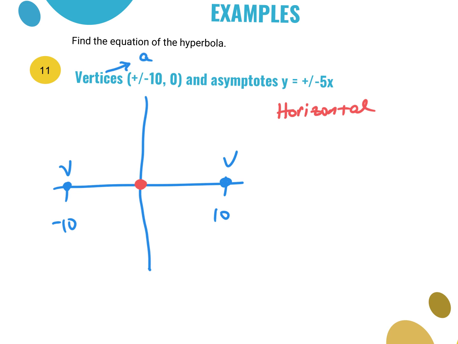Along with horizontal, I know that I'm going to have x squared over what? A squared. Perfect. Y squared over B squared equals 1. Those of you who actually looked at your homework yesterday, you went over this, it starts to click. All right. What else do we know? Well, think about this. What is the equation of my asymptote? They gave me plus minus 5x.